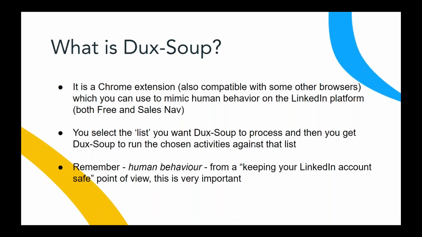Rather than lots of slides today, most of what I will do will be in the demo, so keep your eyes peeled. Just in case there's anybody on the call who's new to Dux Soup, it is a Chrome extension, compatible with other Chrome-based browsers, which you can use to mimic human behavior on the LinkedIn platform. You select a list you want Dux Soup to process, and then you get Dux Soup to run your chosen activities against that list. Dux Soup is based upon mimicking human behavior. It's a robot that acts in the most human way as possible. You control the throttling, the number of activities that you carry out per day with the robot. And with Dux Soup Turbo, you can then integrate with other systems and, as we're going to see here, create some automated processes.